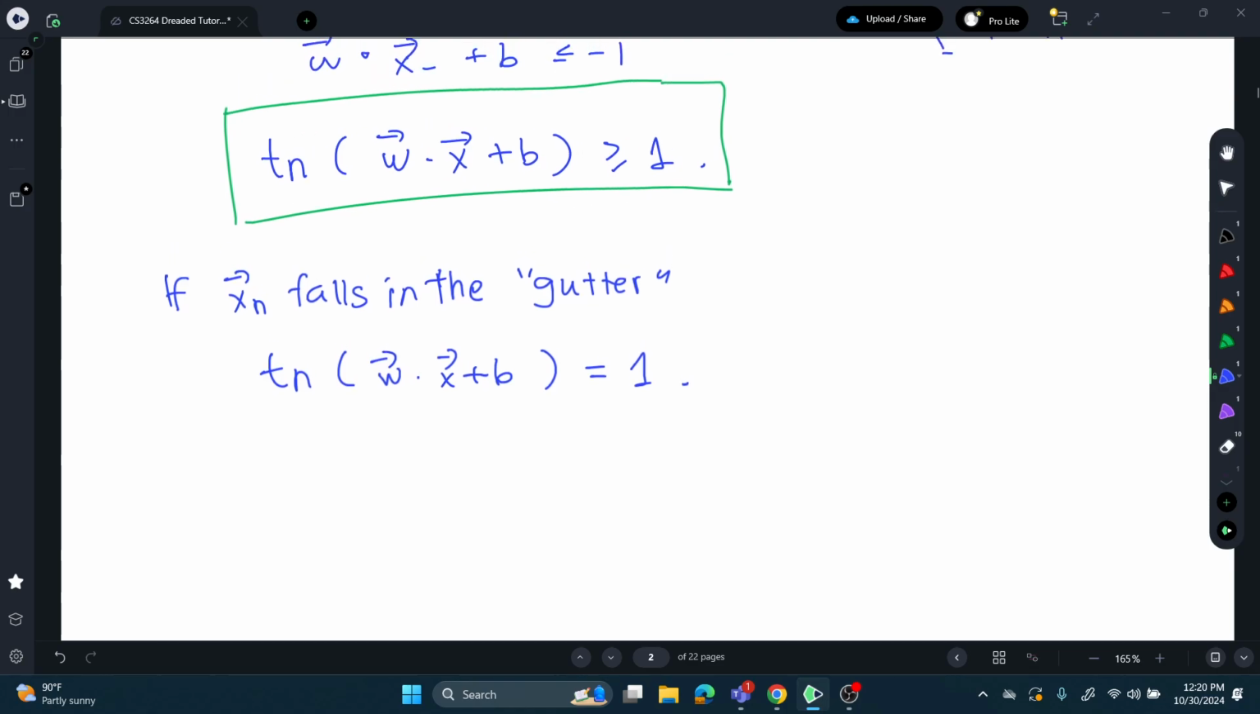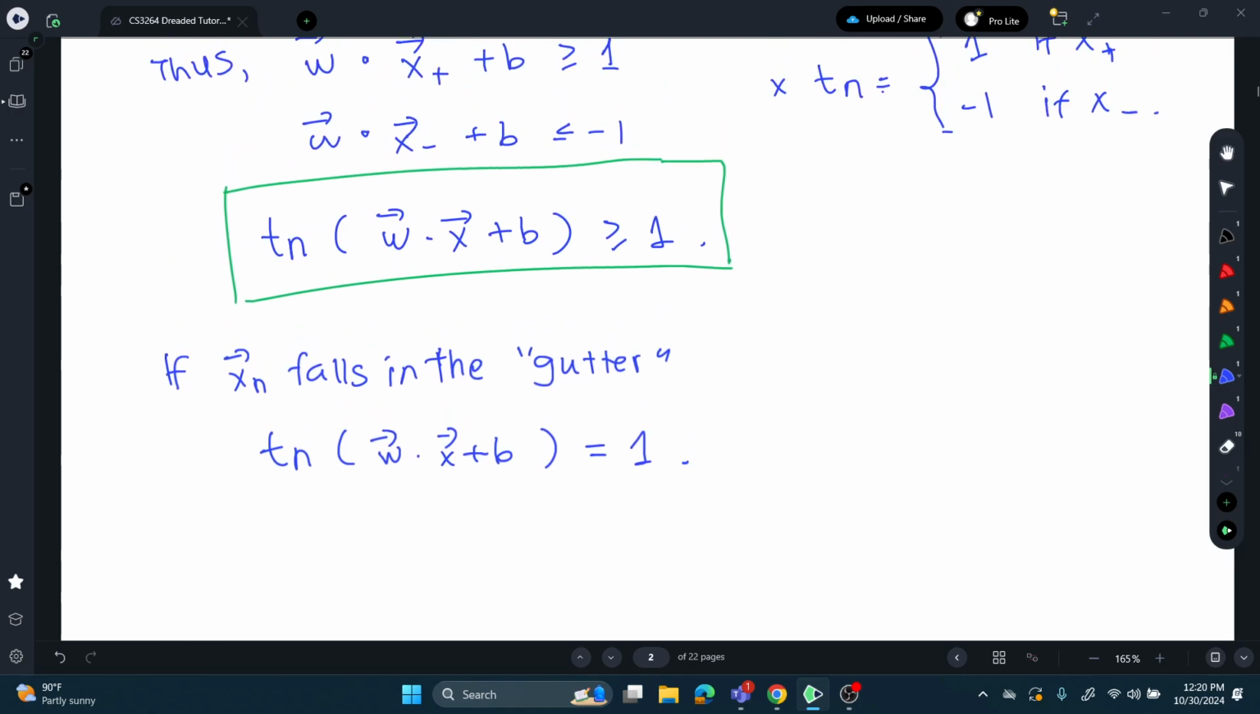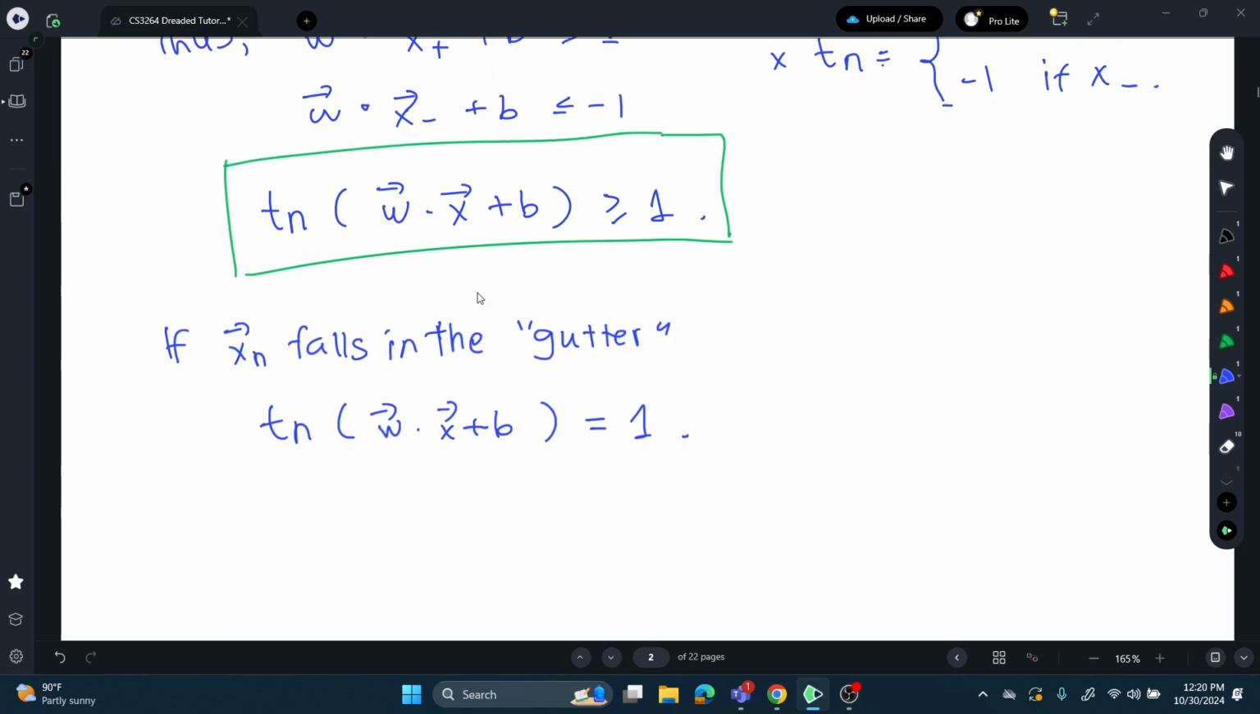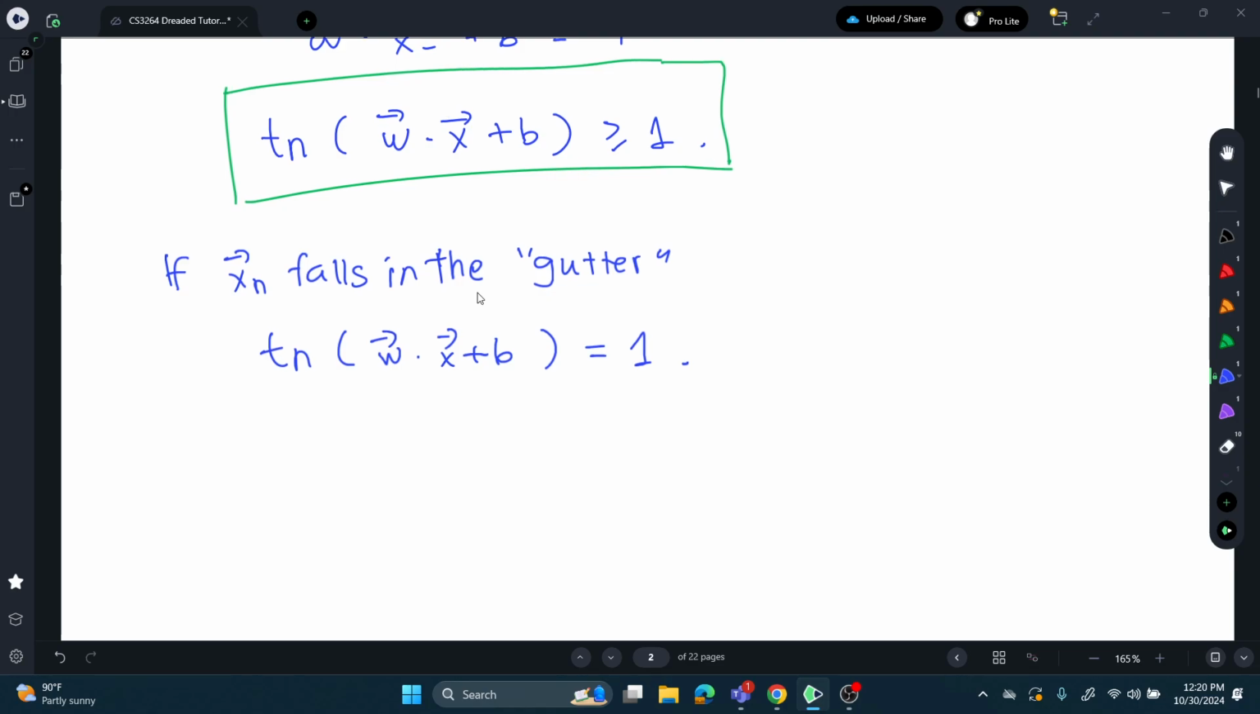Okay? So any value that is outside of this highway, outside of this gutter, will be greater than or equal to 1. But the moment it hits this gutter, it should be equal to 1, because I want to determine the size of this gutter first. So if this xn touches the gutter, I will set this equal to 1. Any questions?